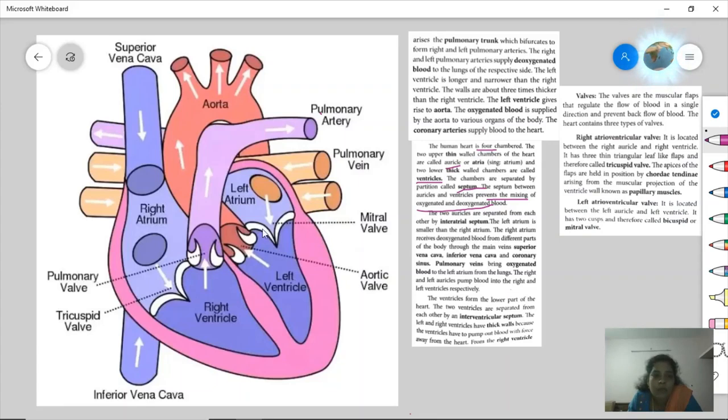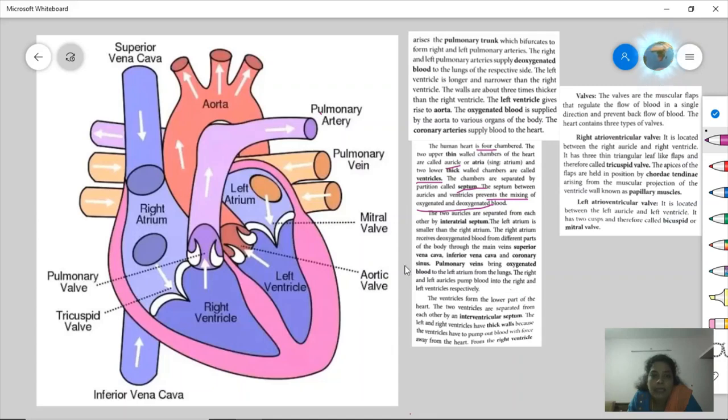There are four chambers: two upper chambers and two lower chambers. The upper chambers are thin and the lower chambers are thick. The upper chamber is known as auricles and the lower chamber is known as ventricles. Next, the two auricles are separated from each other by the interatrial septum.